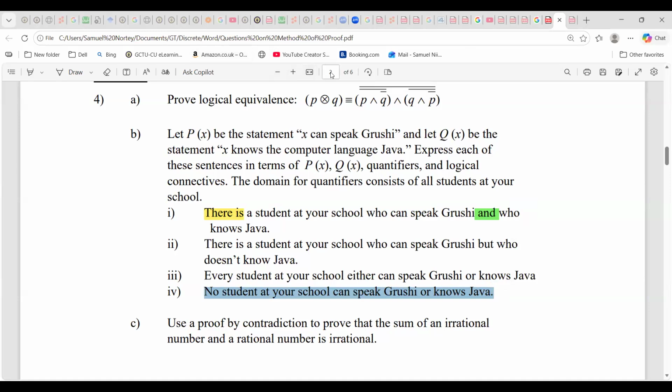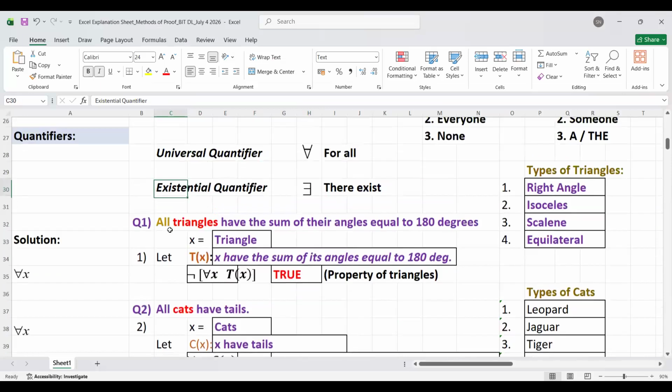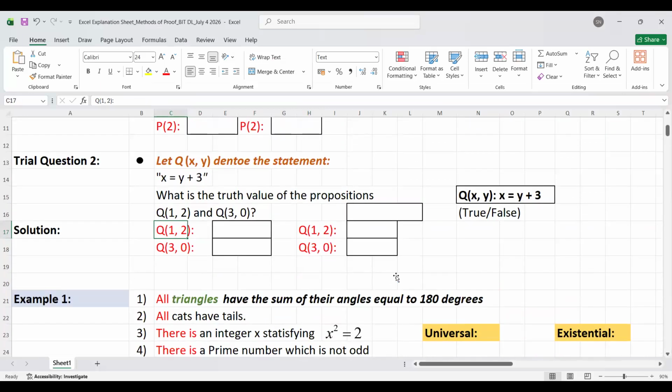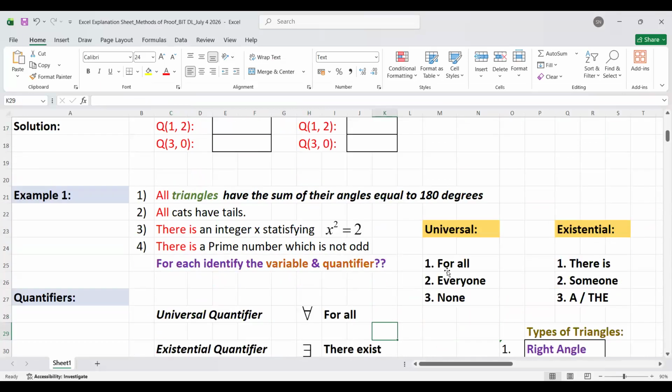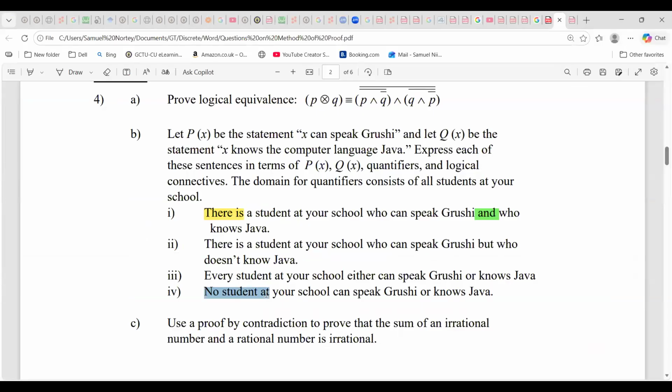Negated P of X. It's universal. Look at it. This is a universal quantifier. When they use no or none, it means universal. So here, negation of for all X, and then speaking Gruchy is P of X, knowing Java is Q of X. The connective is and.